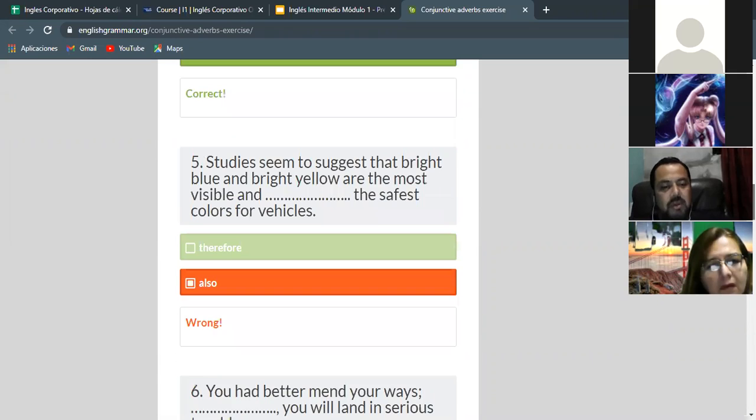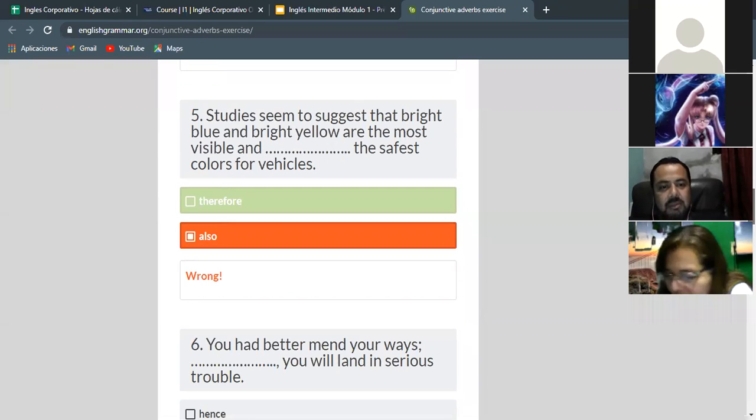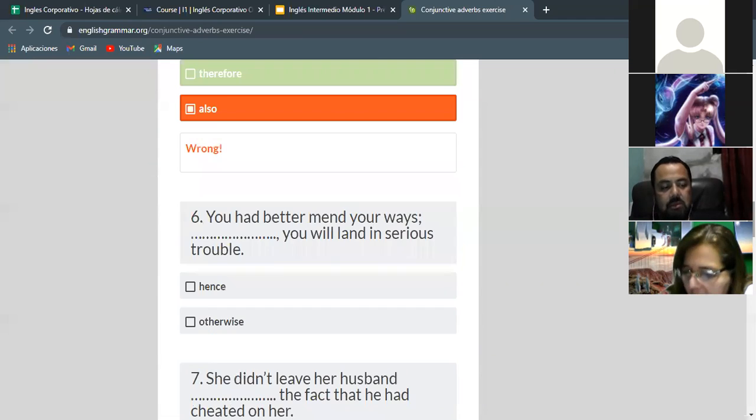That was therefore. Because also is in addition to, and therefore is like the reason why, right? Por lo tanto. That is it. So it's because they are the most visible. So therefore, the safest color. Okay, that makes sense.